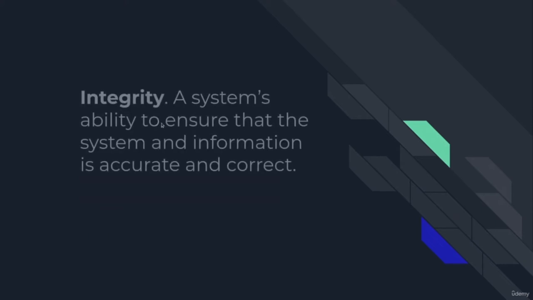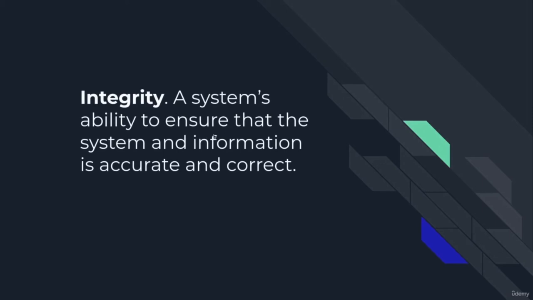On the other hand, integrity is a system's ability to ensure that the system and information are accurate and correct. So anyone can read the data, but no one can modify it, only authorized people. For example, a hash is an example of integrity. When you want to download a specific program, you can see a hash, such as SHA-1 or MD5. This hash makes sure that the file or program you want to download hasn't been modified at all, so it has integrity. So this is integrity.